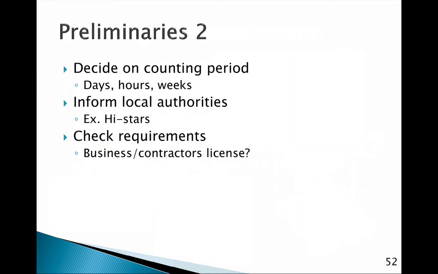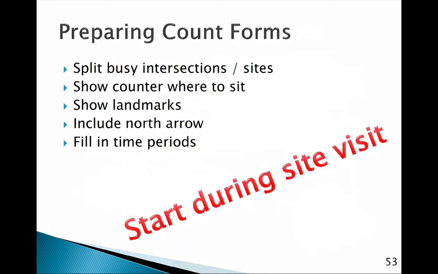So you need to plan out what days and hours and weeks you're going to count. Especially if you're going to bolt something into the pavement, you probably need to tell the owner of that pavement that you're going to be out there. And some communities also want you to have a permit, or at least to check in with the local police, so they know why people are sitting around in sunglasses at intersections. So that's just a smart thing to do.